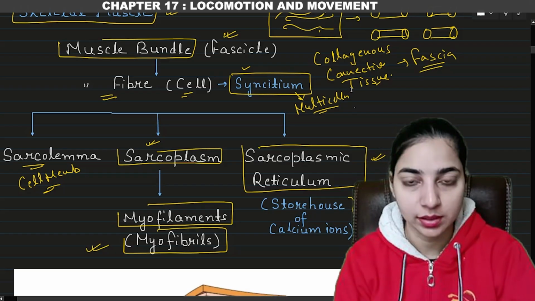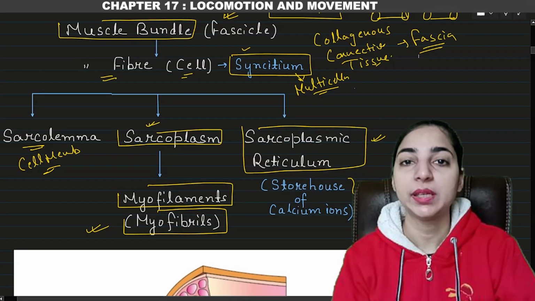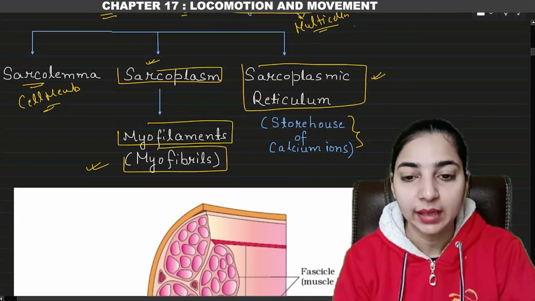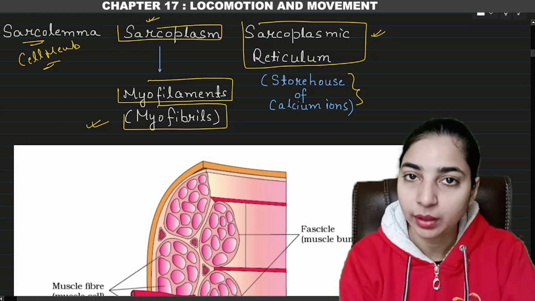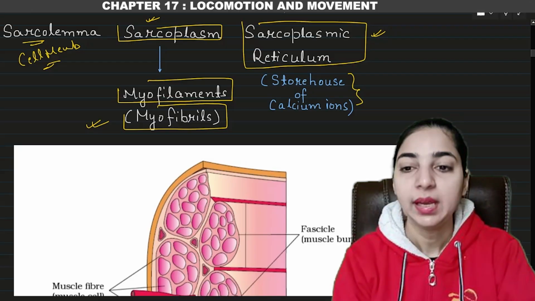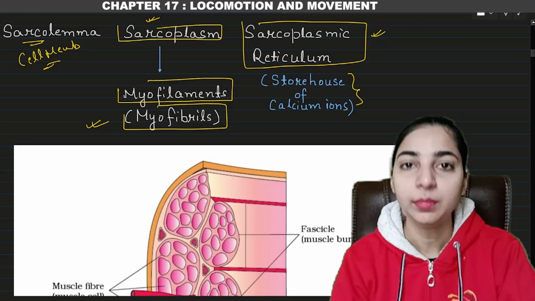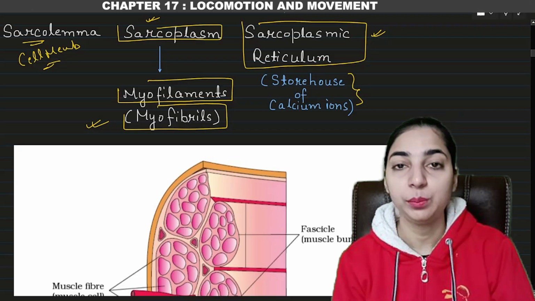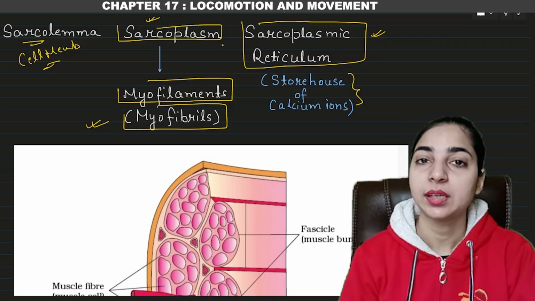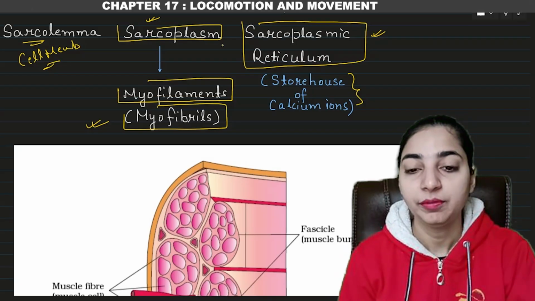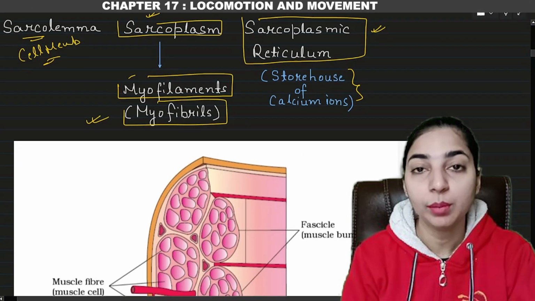Okay, and these muscle bundles are again formed by a large number of muscle fibers or muscle cells, and each muscle cell or the muscle fiber consists of plasma membrane called sarcolemma, cytoplasm called sarcoplasm, and endoplasmic reticulum called sarcoplasmic reticulum. The sarcoplasmic reticulum is the storehouse of calcium ions which will play a very important role in the contraction of the muscle, and the sarcoplasm contains a large number of thin filaments called myofilaments or myofibrils. So now we have to study in detail about the myofibrils.